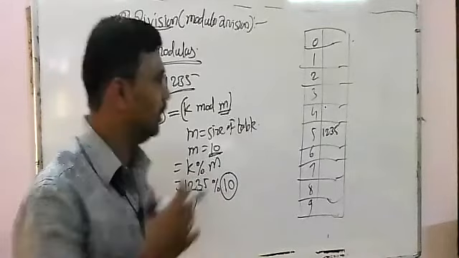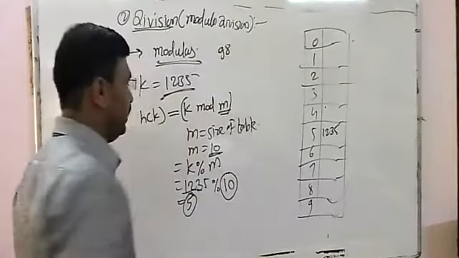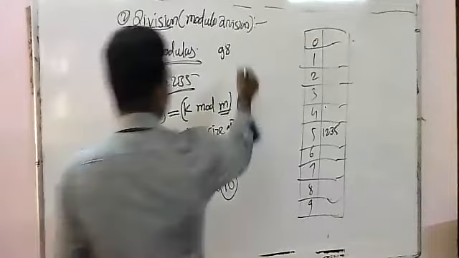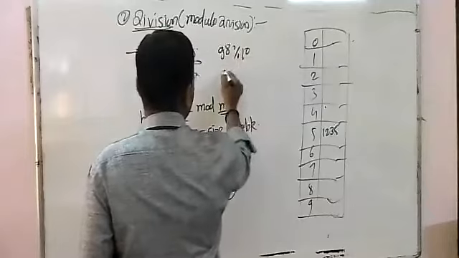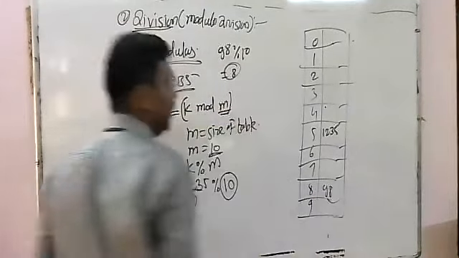We just have to calculate the remainder. Okay, another value. Suppose 98 is there. What do we have to do? 98 mod 10 is equal to 8. Your 98 is stored at index 8.